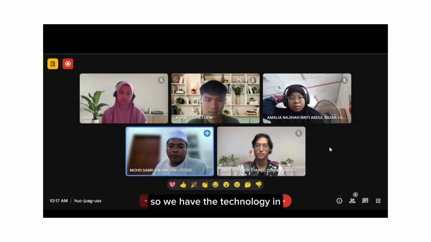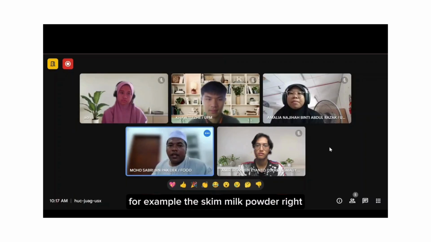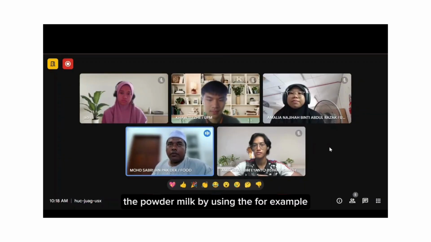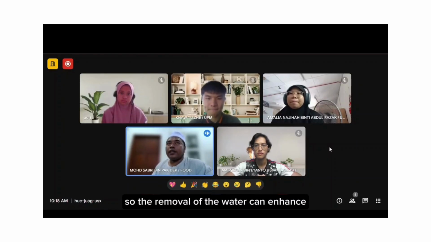So we have the technology in food to convert the liquid fractions into powder. For example, the skim milk powder, right? Originally it's derived from liquid milk, and then they converted it into the powder milk by using, for example, spray drying technology, freeze drying technology. So the removal of the water can prolong the shelf life of the bromelain.